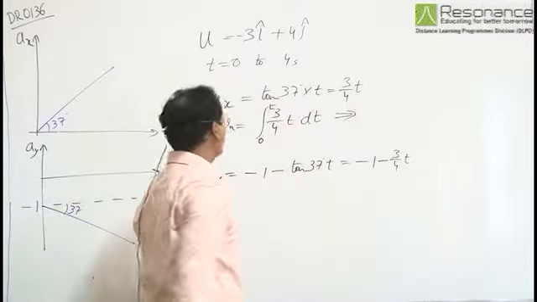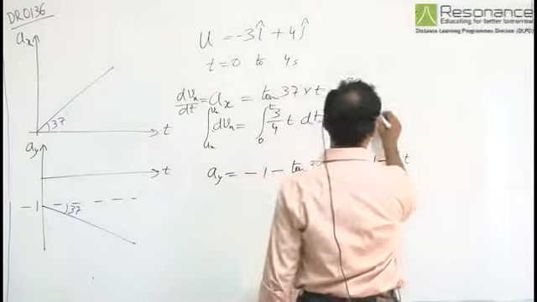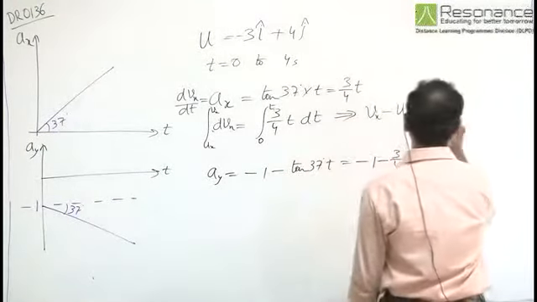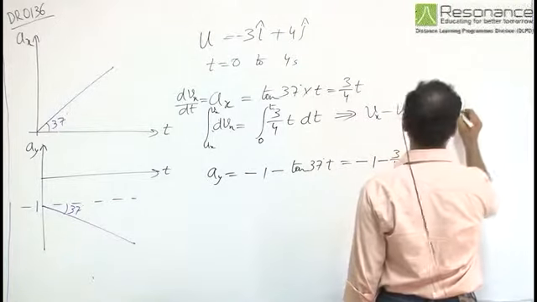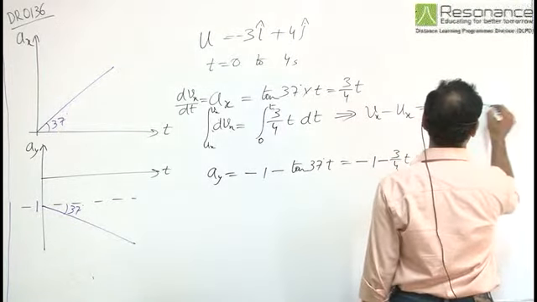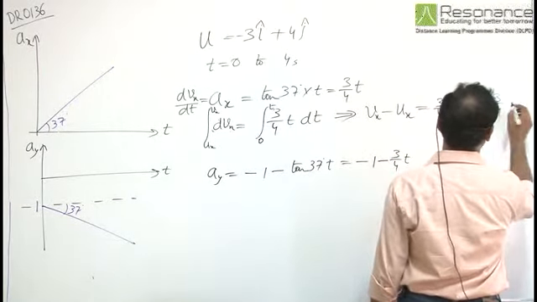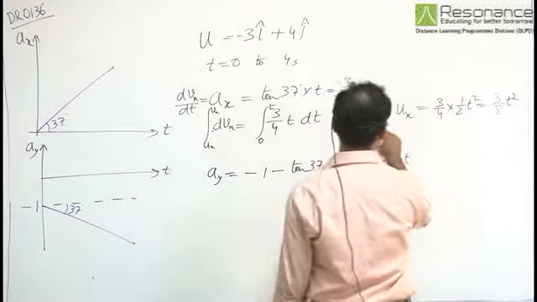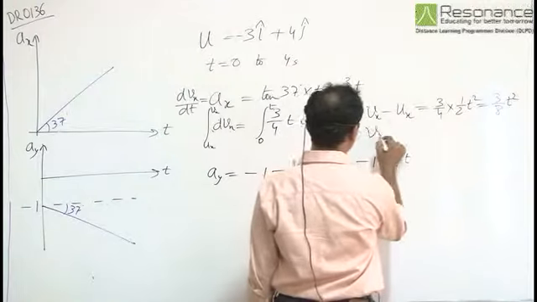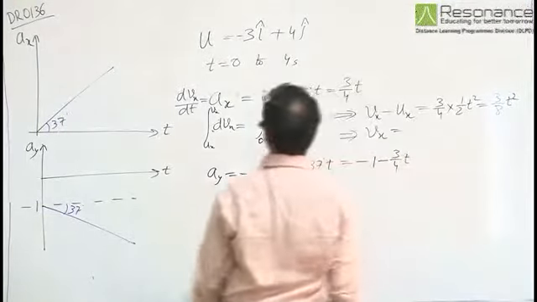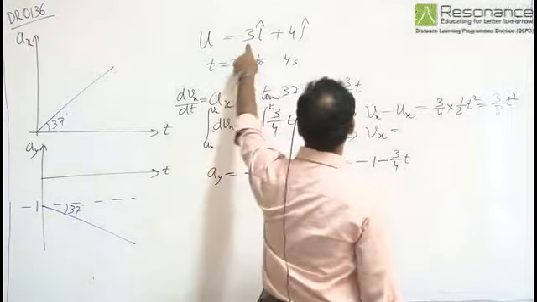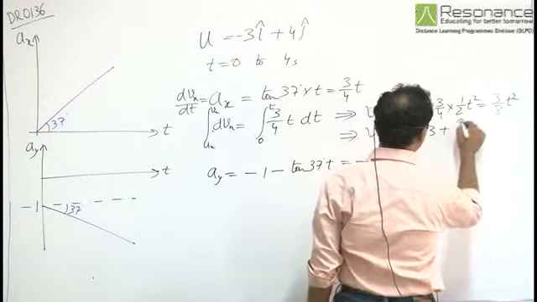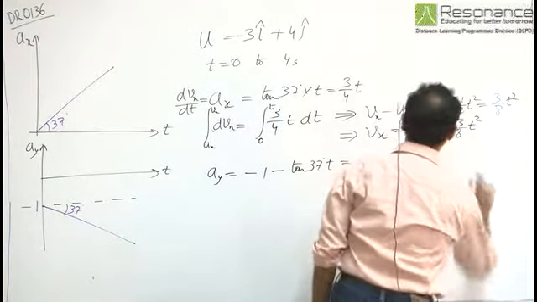From here we can write vx minus ux is equal to 3 by 4 into half t square, or 3 by 8 t square. So vx is equal to the x component of initial velocity, which is minus 3, so it is minus 3 plus 3 by 8 t square.